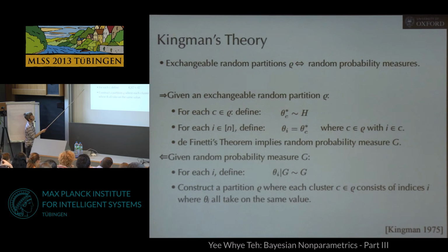To go backwards, given a random probability measure G, we draw random variables theta i with distribution G, and then we construct a random partition rho where each cluster consists of all the indices i where theta i takes exactly the same value. Okay, so this is what we've seen already.